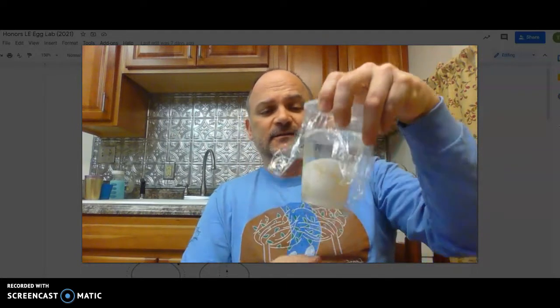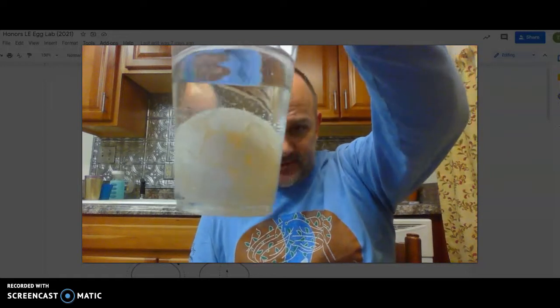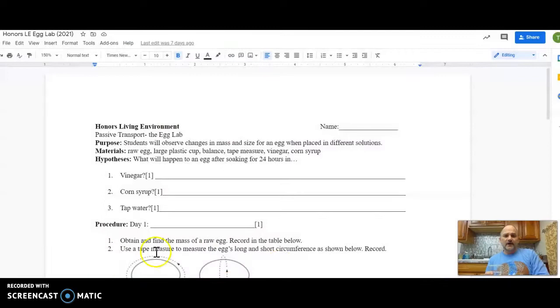So I have the egg after it has been soaking in water now for 24 hours. Here it is. And I'm going to rinse it off and I'm going to measure its mass and measure its long circumference and its short circumference as before.